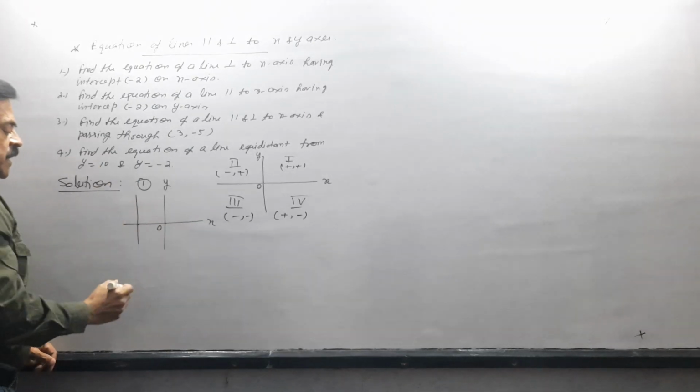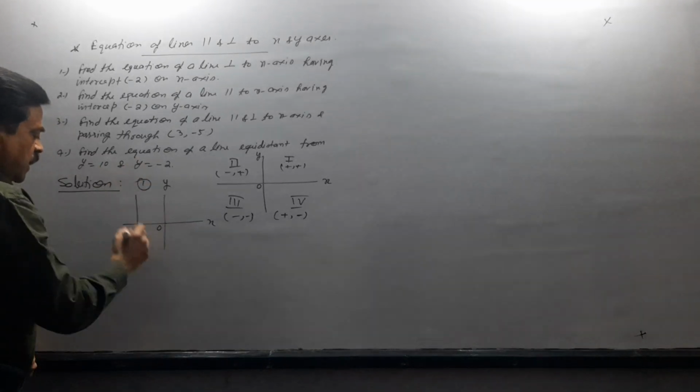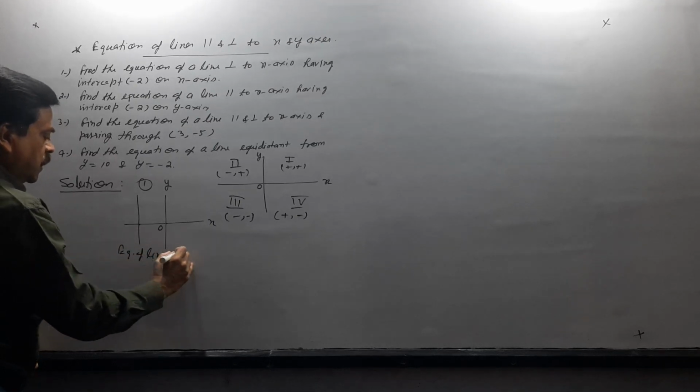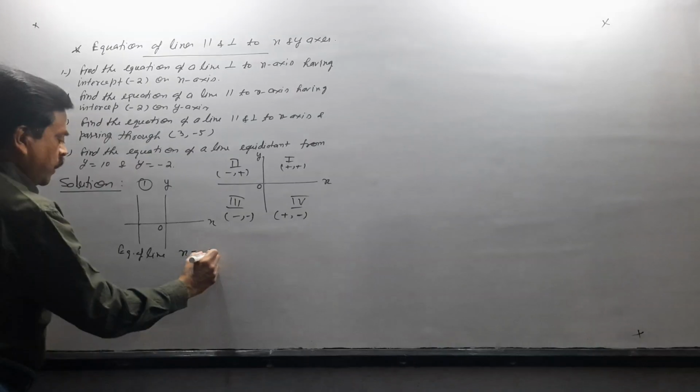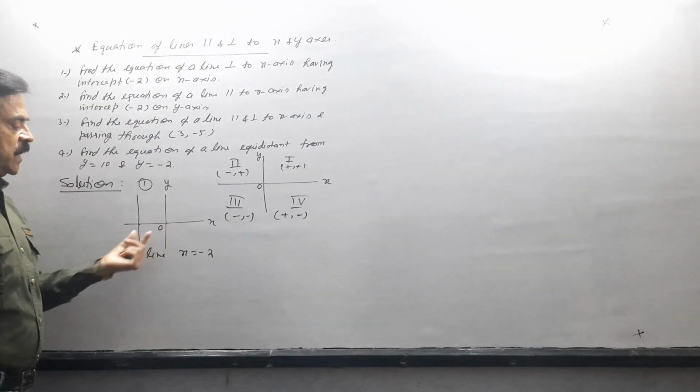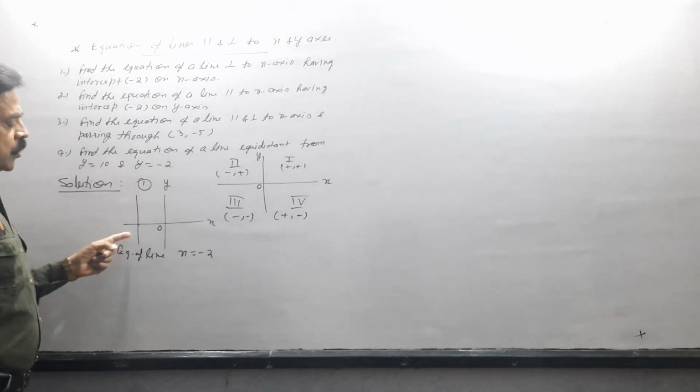So equation of line is this, and equation of line is x is equal to -2, because intercept on x-axis is -2 and line is perpendicular to x-axis.